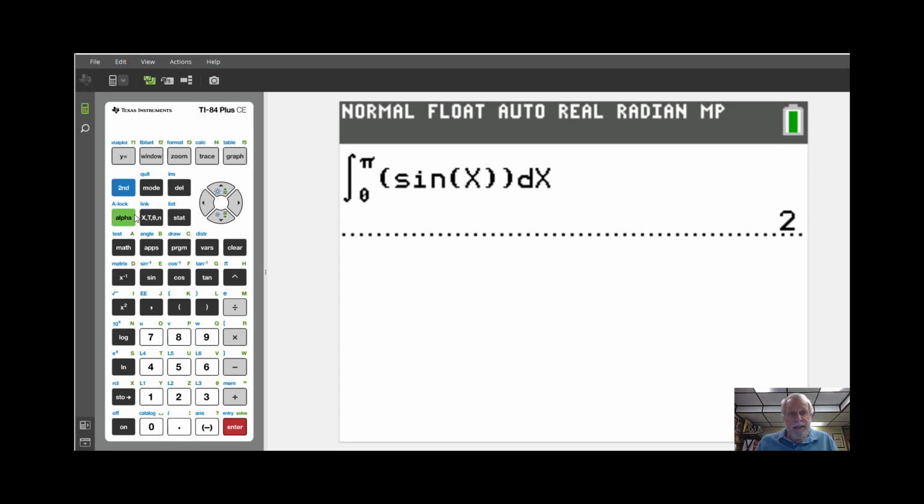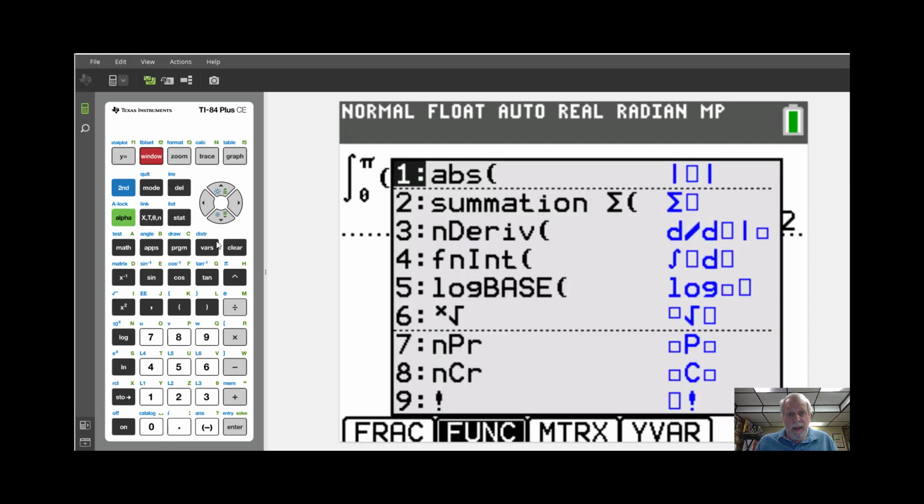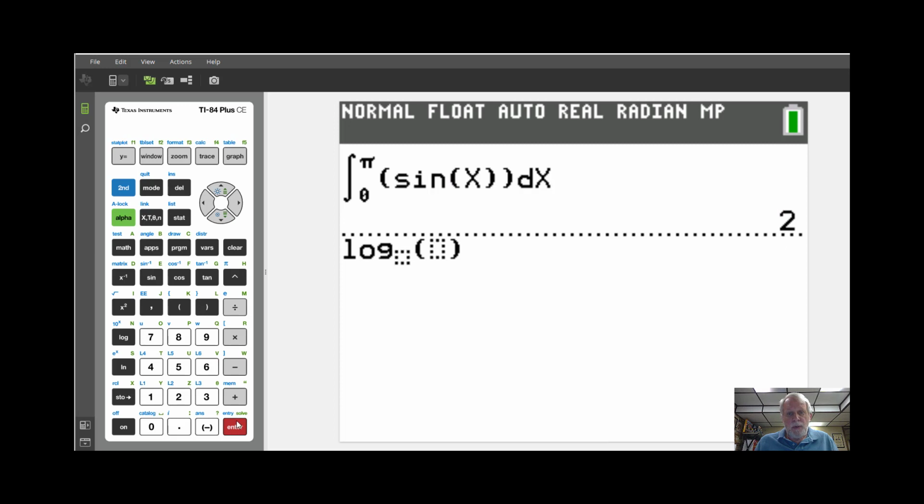Number 5, logs of different bases. So this alpha window here, number 5, log of different bases. Before, you could only do log to base 10 and log to base e. Now you can do, like, log to base 2 of, let's say, 32. So log base 2 of 32 should be 5. 2 to the 5th power is 32, so it should be 5.